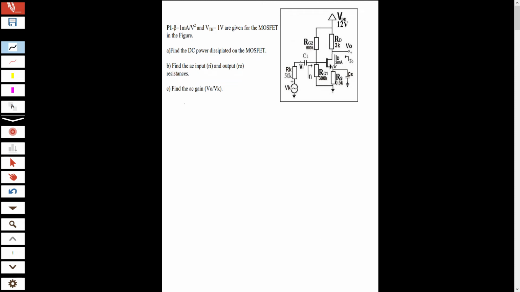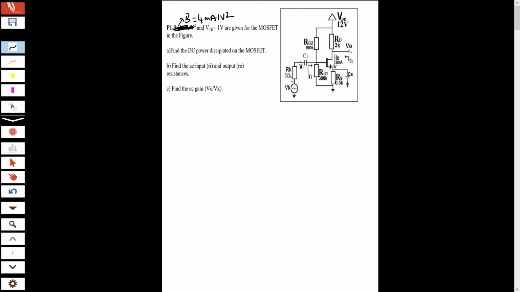Hello everyone, in this video I'm going to solve again a question. Let's look at the question. There is a correction: beta is 4 milliampere per volt square, and the threshold of 1 volt are given for the MOSFET in the figure. Find the DC power dissipated on the MOSFET.